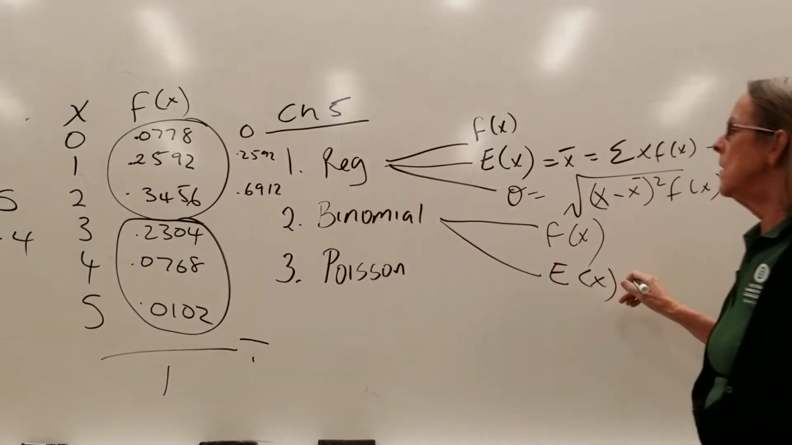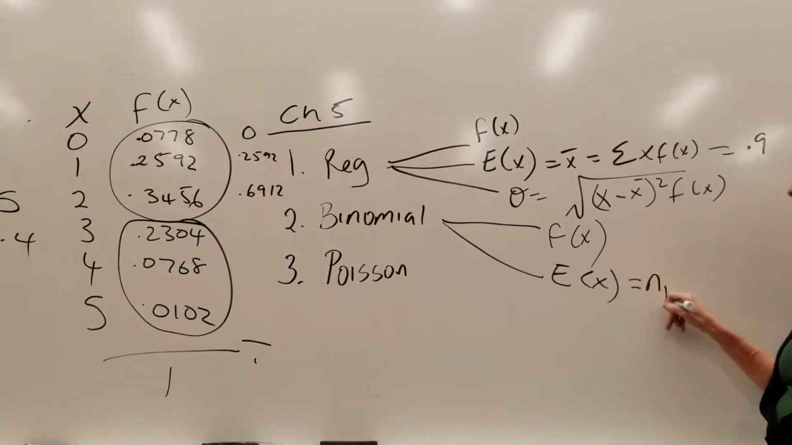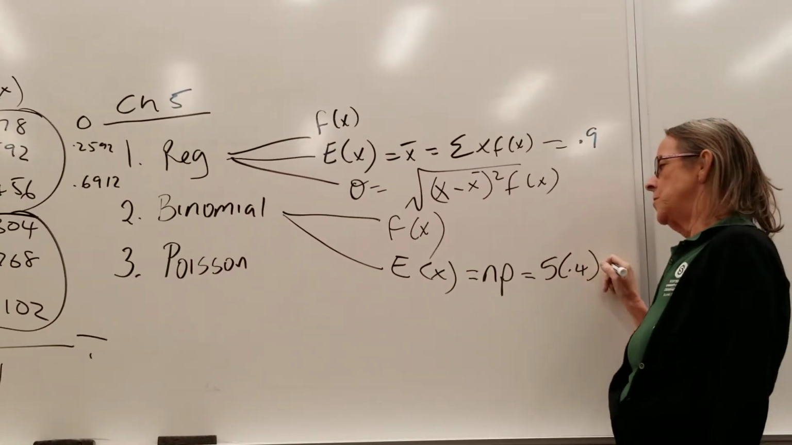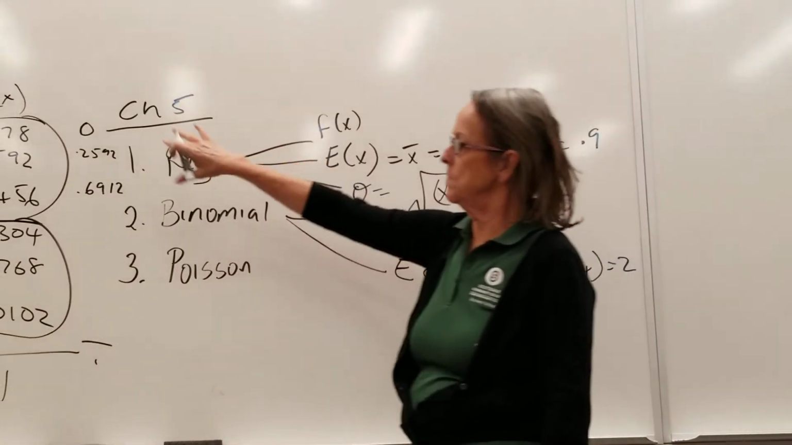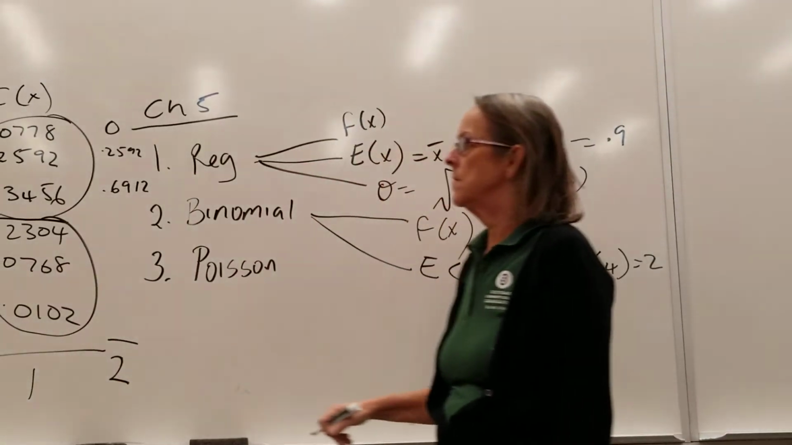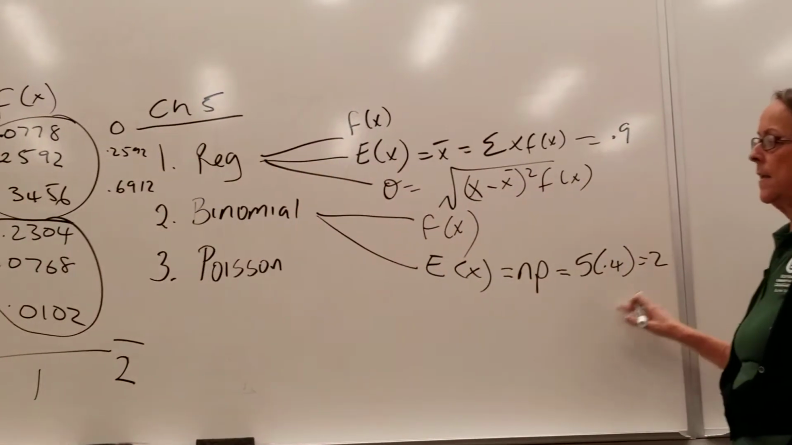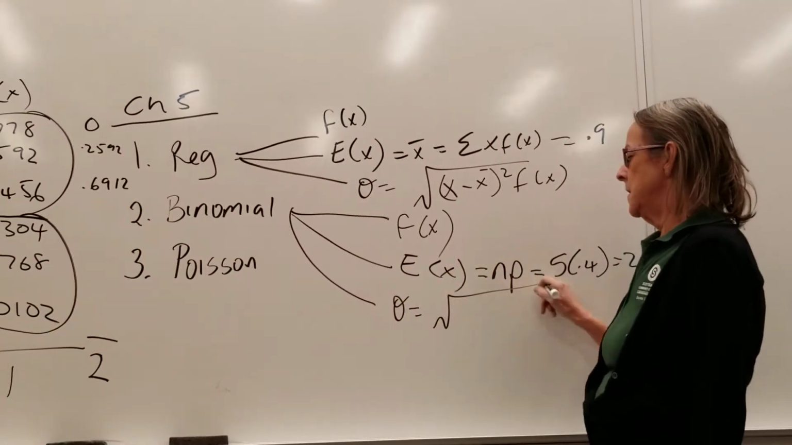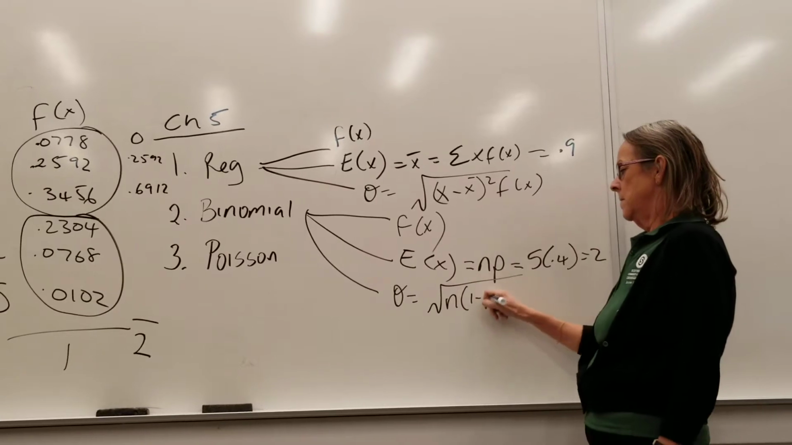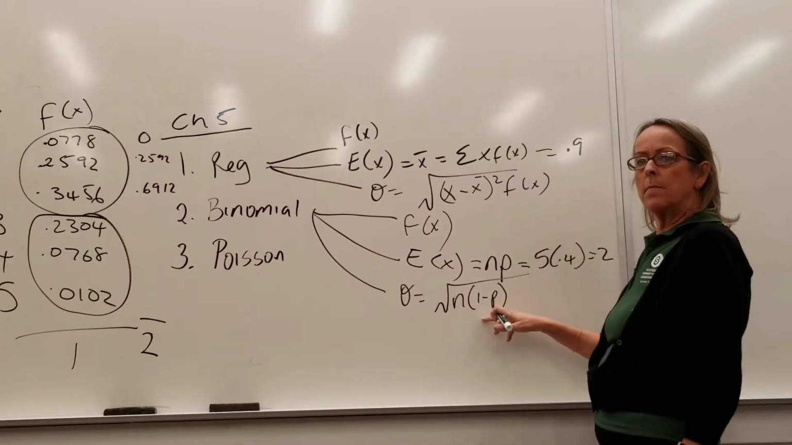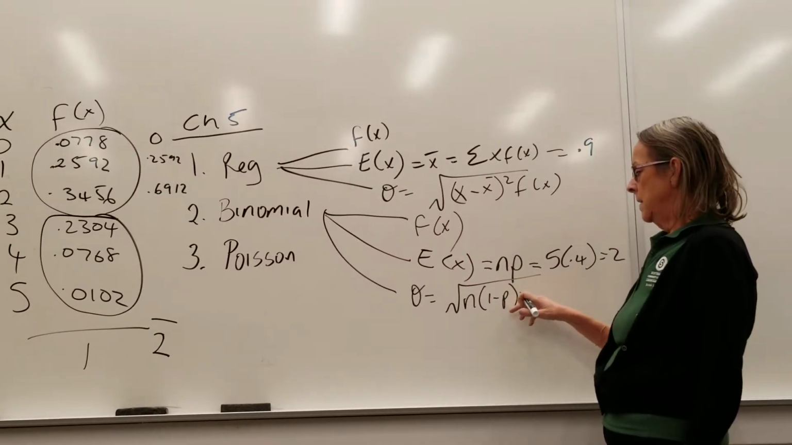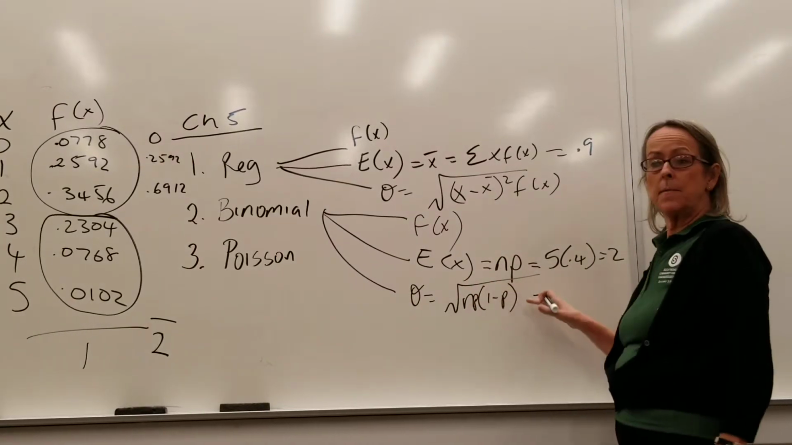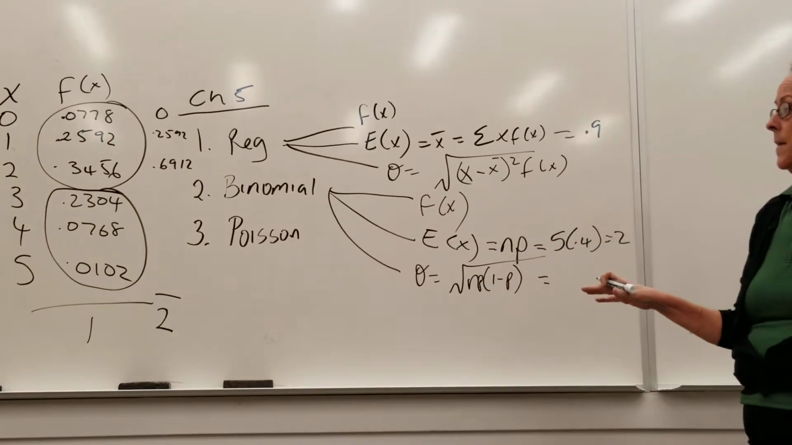But what do we know about binomial? The expected value is n times p. 5 times 0.4, which is 2. Right, if I did all this multiplication, this would come to 2, because that's the expected value. And we also know a shortcut for the standard deviation, and these are formulas on your sheet: the square root of n times p times 1 minus p. Okay, so that would be a shortcut if you know you've got a binomial question.